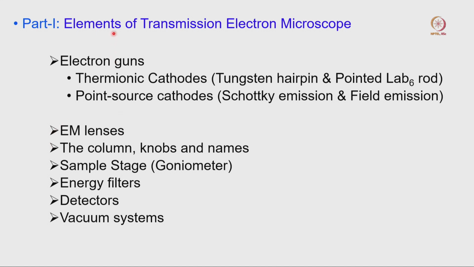For any microscope, what elements do we have in our transmission electron microscope? It starts from the top with the electron gun, and then the electromagnetic lenses, and then the column and their names. Definitely that is important, because in our microscope there are a total of 6 electromagnetic lenses, and that is a very complicated system compared to a light microscope.